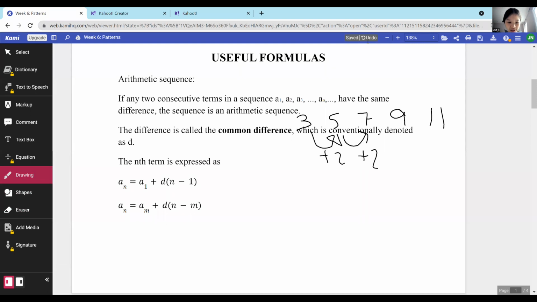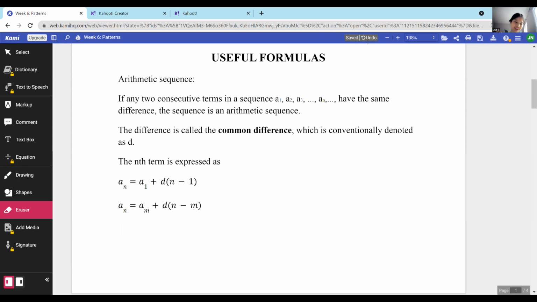And the difference, as I just called it, is called the common difference, which is conventionally denoted as d. And the common difference, by definition, is a_(n+1) minus a_n. And that holds for all the terms in the sequence.